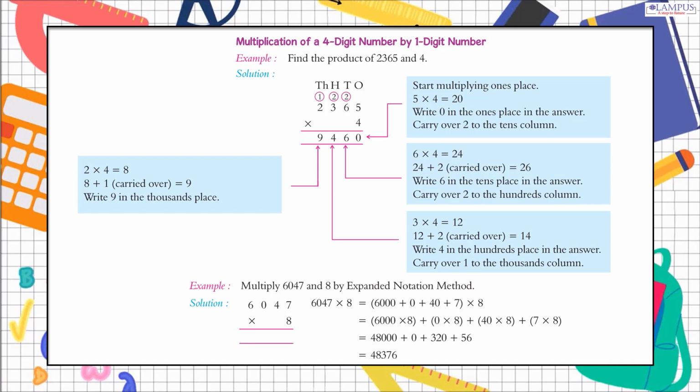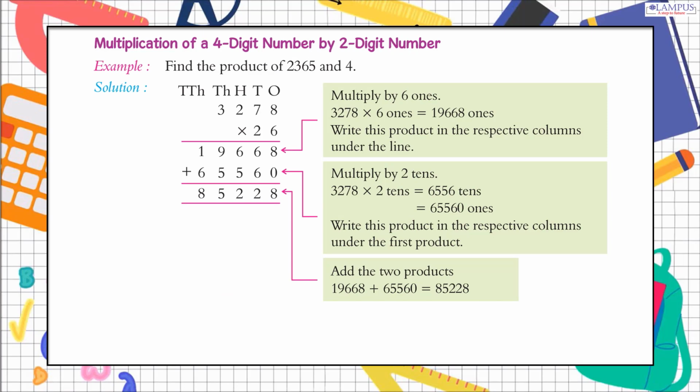Example. Multiply 6047 and 8 by expanded notation method. Solution. 6047 times 8 equals (6000 plus 0 plus 40 plus 7) times 8 equals 6000 times 8 plus 0 times 8 plus 40 times 8 plus 7 times 8 equals 48,000 plus 0 plus 320 plus 56 equals 48,376.